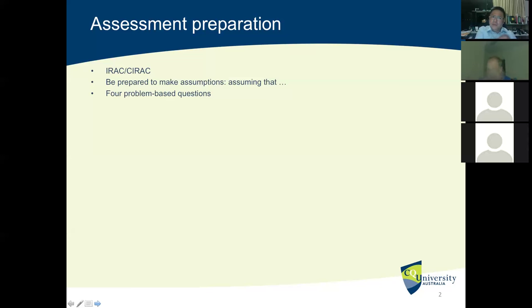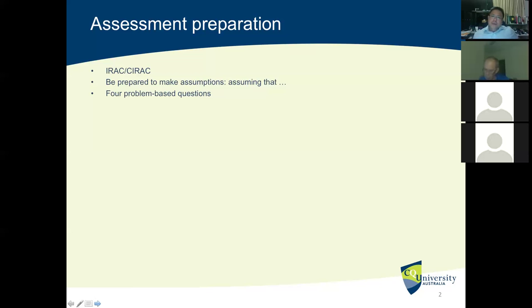And obviously, there are at least two ways of doing it. One is called the IRAC, which is actually similar to the CIRAC. In CIRAC, you simply begin with a conclusion at the start and then state what the legal issue is and what the rules are, how to apply the rules to the facts, and come up with the conclusion again. So let's just go through that briefly.